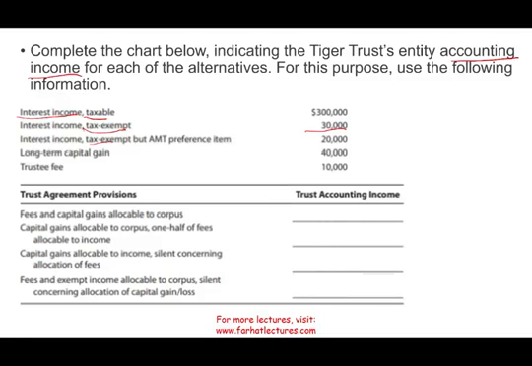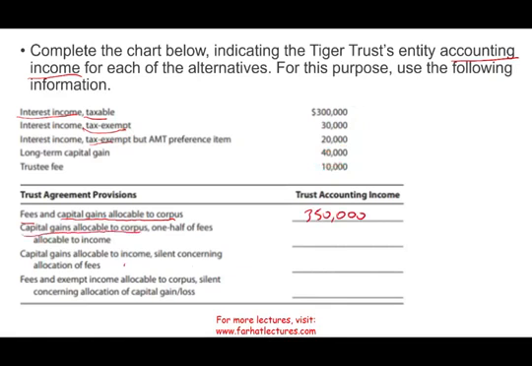The first scenario says the fees and capital gains are allocated to the corpus, to the trust. Well, what's left then? The fees are out, $10,000. The long-term capital gains are out. So what's left is $350,000, which is the taxable interest income and the tax-exempt interest income, which is AMT preference, so $350,000.